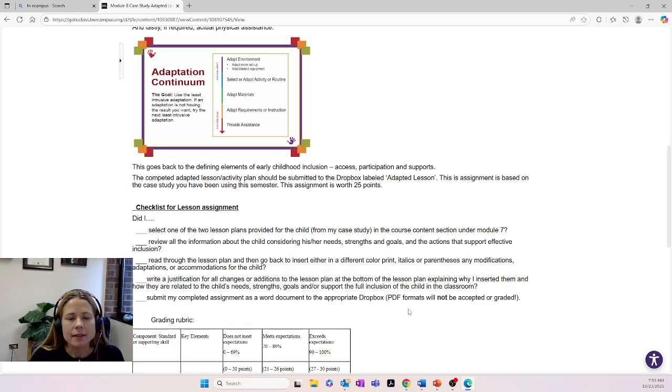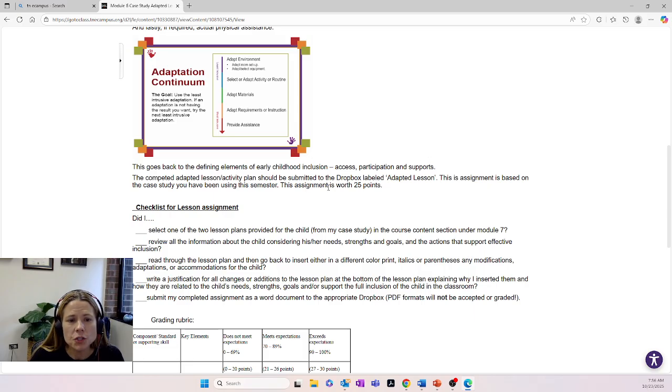Okay. These elements are going back to our inclusive fieldwork assignment. You're going to see when you start, some of us already got the green light and you're beginning your 12 hours. The assignment looks at access, participation, support. This is connected to that.